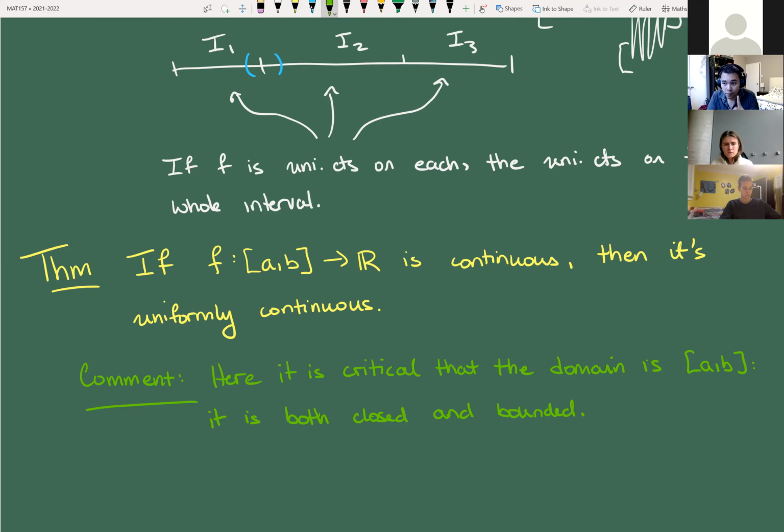I'm saying if your domain is a closed and bounded interval, AB, then continuity implies uniform continuity. They are the same, okay? It's not an if and only if, right? 1 over x is an example of a function which is both continuous and uniformly continuous, but its domain is not closed and bounded. But if I give you a function on a closed and bounded domain that is continuous, then it is also uniformly continuous, okay? This theorem is insanely important to us.